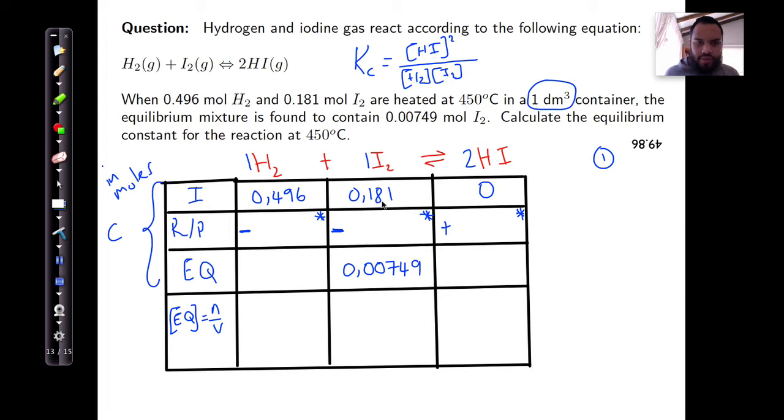Now, 0.181 minus what will give me that? You can do that on your calculator. Minus 0.00749, and that gave me 0.17351. Okay, now people, this is where my stars come in.